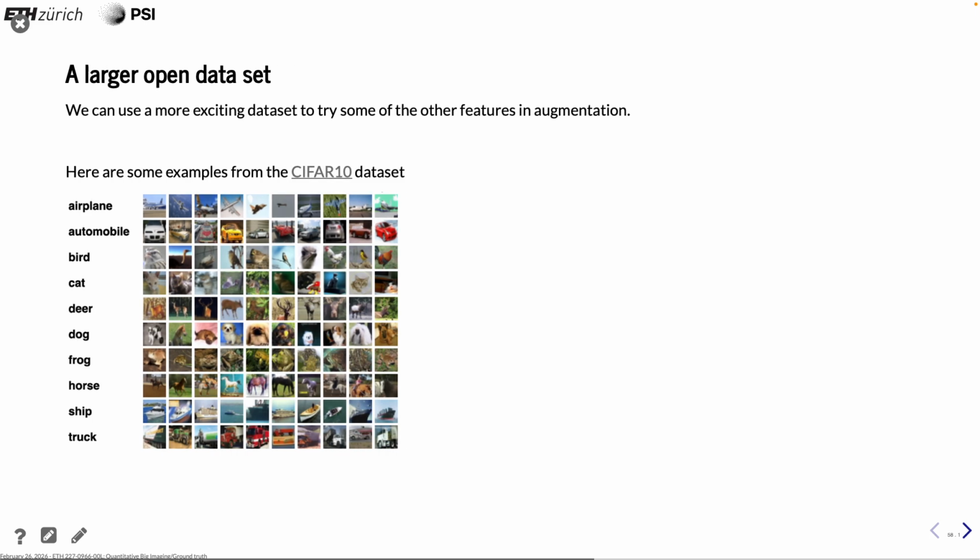Then we can look at the CIFAR dataset, which has a lot of different categories. And we have here, so automobile, animals, so different machines and animals in this case.